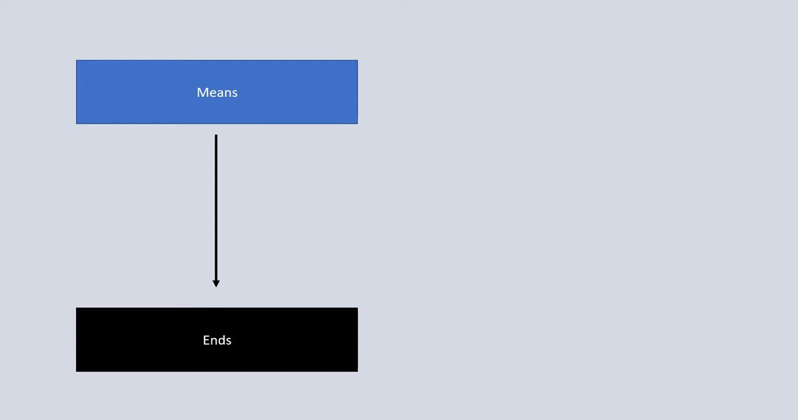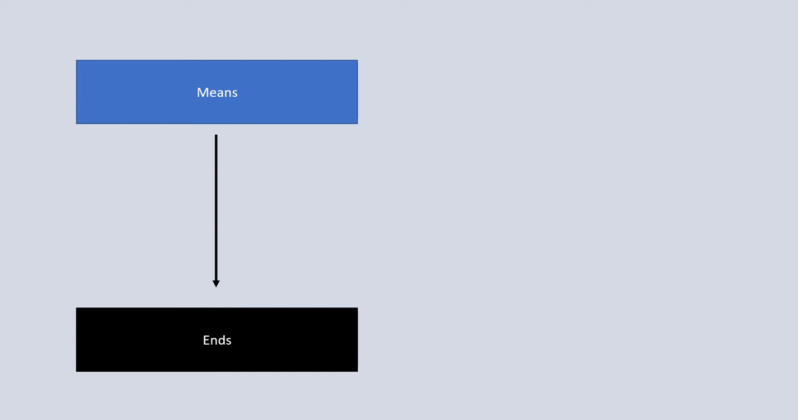And that is being separated from the ends of the violence itself, right? So typically the argument is the means are violent, but the end produced is less violence than would otherwise be the case, right? Or by dropping this bomb, we're actually ending the war, and therefore ending all of the violence that would have otherwise taken place if we hadn't used this means, right?